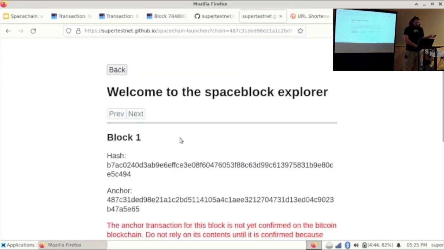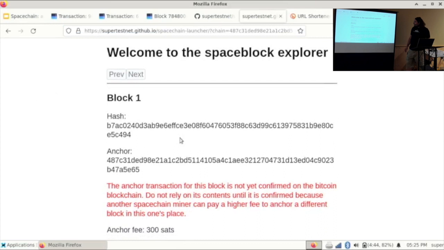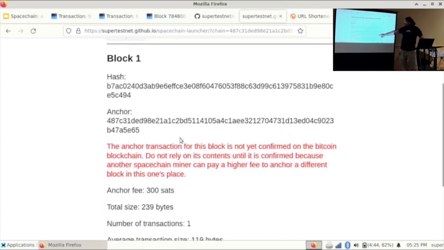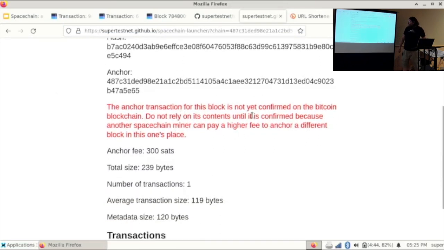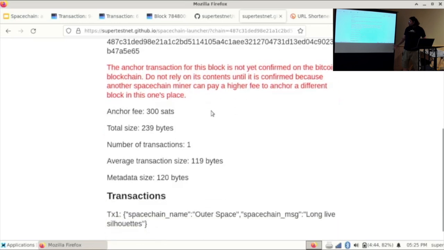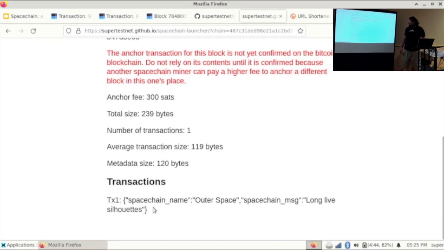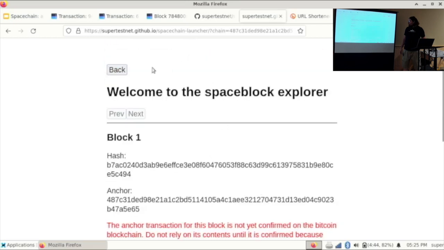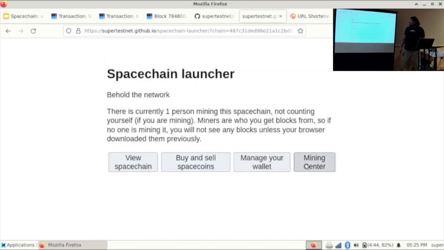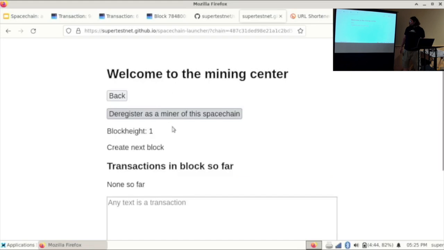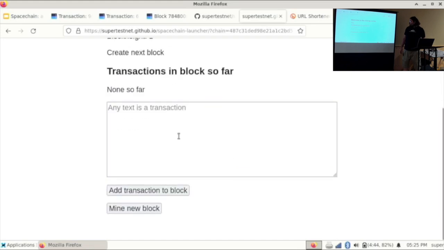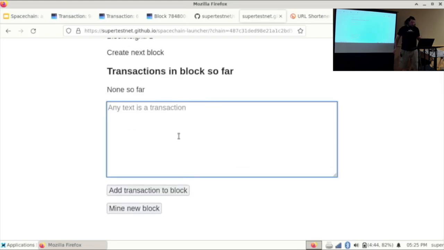And let's just take a look at it. So it has one block, which is right here. This is the Bitcoin transaction that it's anchored in. It's not yet confirmed, so it could be double spent and someone else could put a different block in there. It's got some information about it. There's only one transaction, which is the one that creates the space chain's name and message. And if you want to go mine it, you can just register as a miner. You're at block height one. You can add new blocks to it. What do we want as our next transaction in this thing?